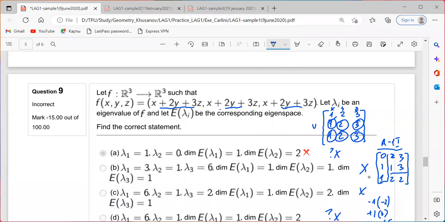Okay, that's why it's correct. If we have just 2 parameters here, it means that the dimension of the eigenspace of 0 will be equal to 2. That's why the dimension of lambda 1 automatically will be 1, because the total number of dimensions of eigenspaces can be not more than 3, because we have a 3 by 3 matrix. That's why if the dimension of lambda 2 will be 2, the dimension of lambda 1 will be just 1.